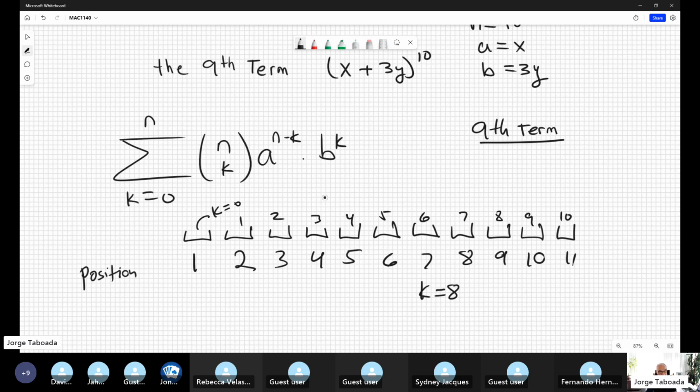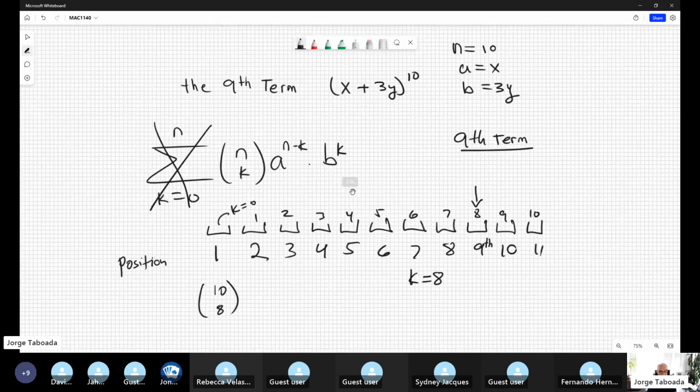So basically, I don't need the summation. I delete the summation and focus on computing the expression in that position. Okay, 9th position, k equal 8. That's combinatory number 10, 8, because n is 10, you know, at the beginning. And A is x raised to the, I don't know, 10 minus 8. This is 10. This is 8. Que es 2. The power 2.